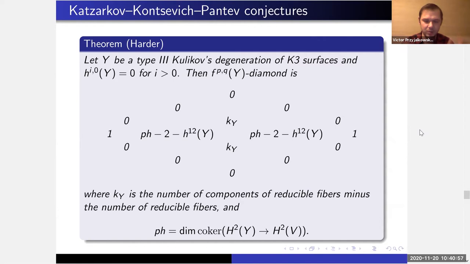So roughly speaking, these are those classes which are changed by monodromy, so which are not coming from the ambient space, so not horizontal. So in terms of these two numbers, one can get this Hodge diamond, and to prove, in the threefold case at least, the Katzarkov-Kontsevich-Pantev conjectures, one just needs to compute these two numbers, which can be done using the geometry of Landau-Ginzburg models.